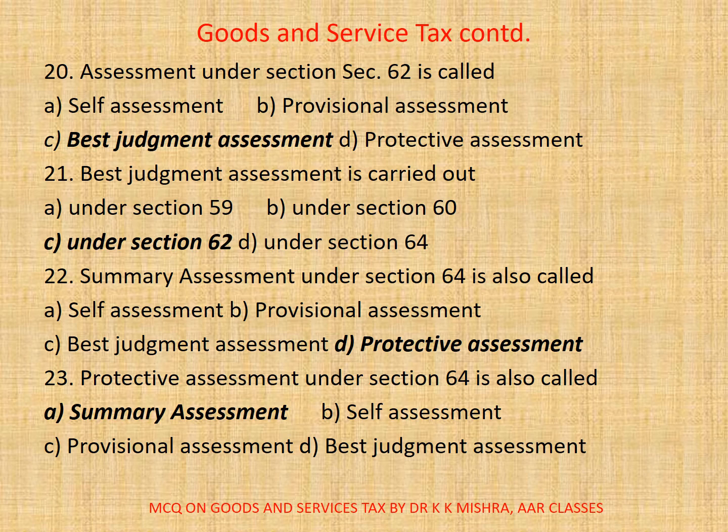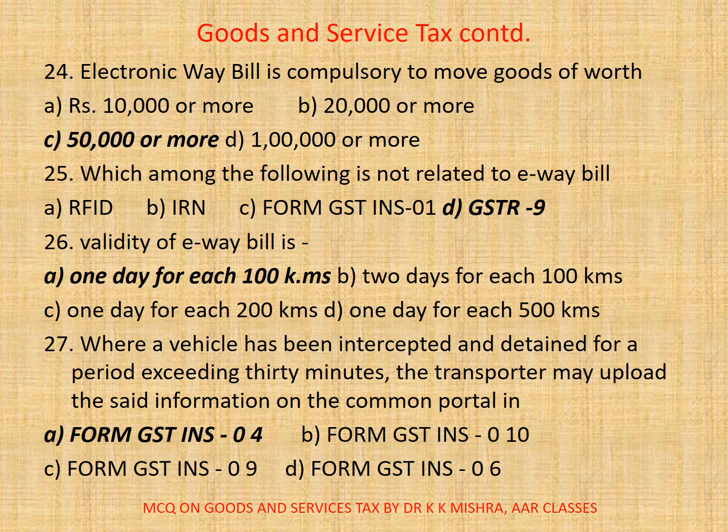23. Protective assessment under section 64 is also called A. Summary assessment, B. Self-assessment, C. Provisional assessment, D. Best judgment assessment. The correct option is A. Summary assessment. 24. Electronic way bill is compulsory to move goods of worth A. Rupees 10,000 or more, B. Rupees 20,000 or more, C. Rupees 50,000 or more, D. Rupees 1 crore. The correct option is C.